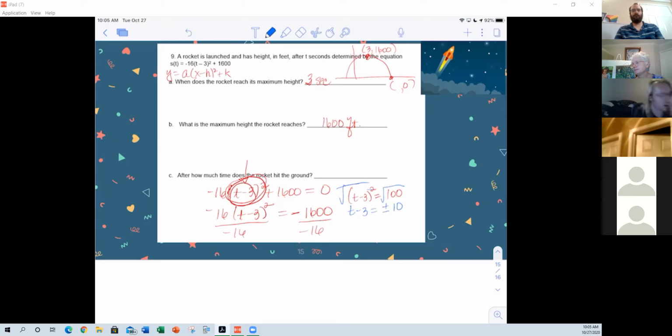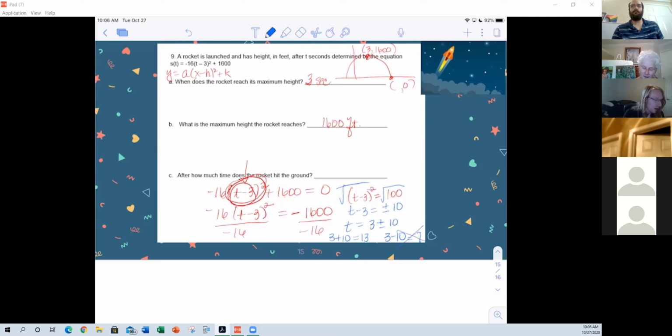Then what? Add 3. So this would be the same thing as 3 plus 10 or 3 minus 10. 3 plus 10 is 13. 3 minus 10 is negative 7. And we're talking about time. So which one of those numbers does not make sense? The negative 7.